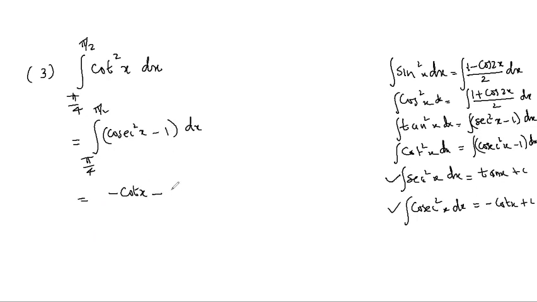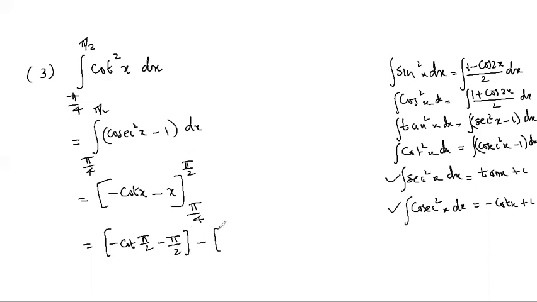Integral of 1 is x. Put the limit. Now replace all the x by upper limit. So let the minus be there only. Minus cot pi by 2 minus pi by 2. Wherever x is there, we replace by upper limit. Wherever x is there, replace by lower limit.